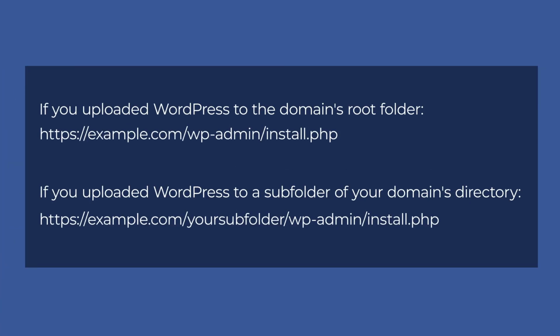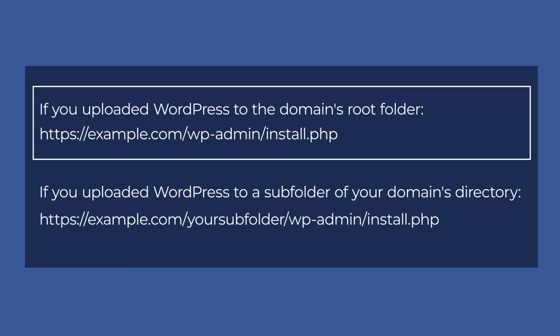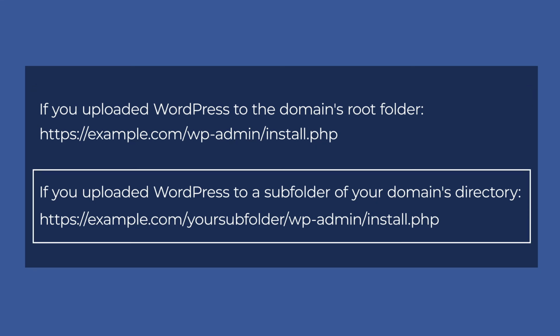Open a new browser window and enter your domain to run the installation script. Depending on where you installed the script, you will be automatically redirected to either of the following URLs. If you uploaded WordPress to the domain's root folder, you should be redirected to the URL. If you uploaded WordPress to a subfolder of your domain's directory, then the URL will be in the following format.